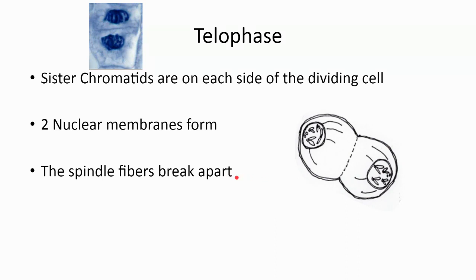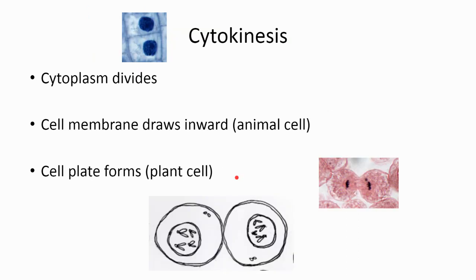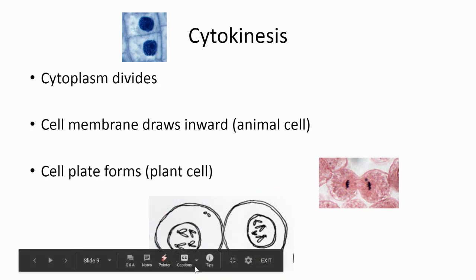Okay, and the final step is going to be called cytokinesis. This is where the cytoplasm divides. Cell membranes draw inwards in the animal cell, and the cell plate, or in better terms, the cell wall, forms in a plant cell. Okay, this is just the division of those two cells, so they are now their own individual cell. Okay, one cell, two cells. This is the last stage.